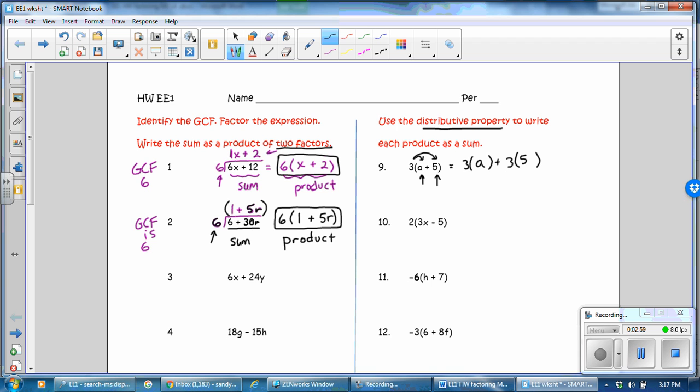Then you can simplify that. 3 times a is 3a. 3 times 5 is 15. 3a plus 15 cannot be added together because they are unlike terms.